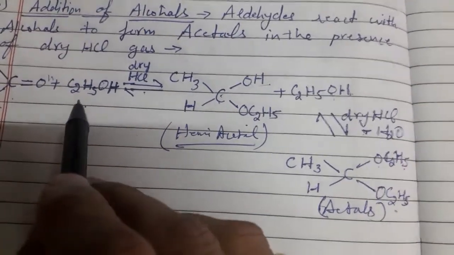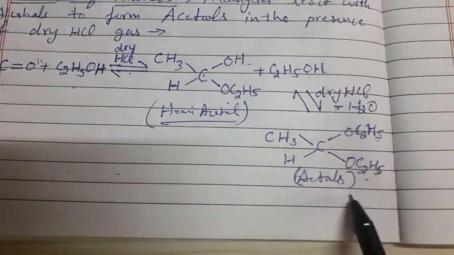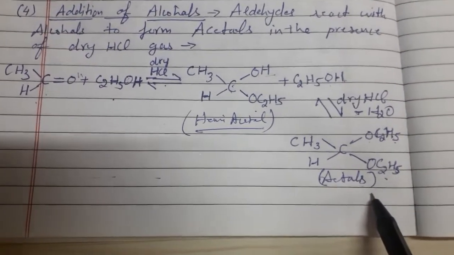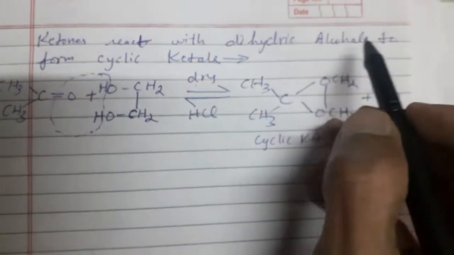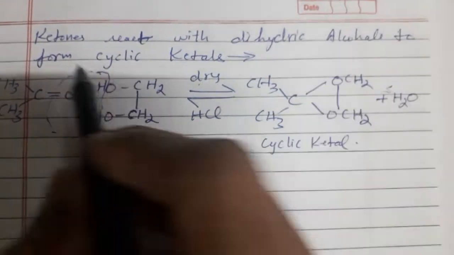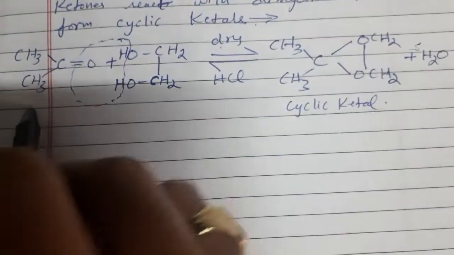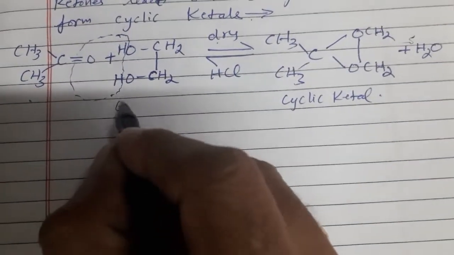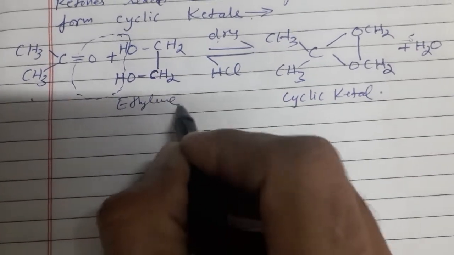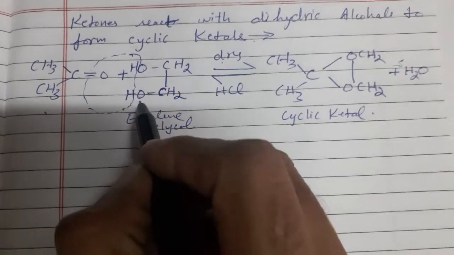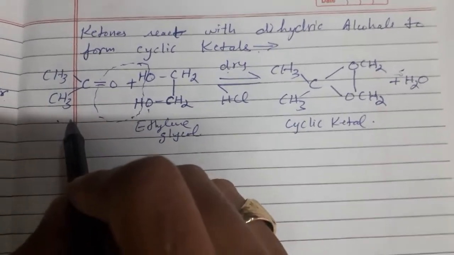Therefore, an aldehyde reacts with alcohols in the presence of dry HCl gas to form these kinds of dialkoxy products, which are called acetals. Whereas ketones do not react with monohydric alcohol. Ketones only react with dihydric alcohols to form compounds called cyclic ketals. For example, acetone reacts with this dihydric alcohol called ethylene glycol, with 2 OH groups.